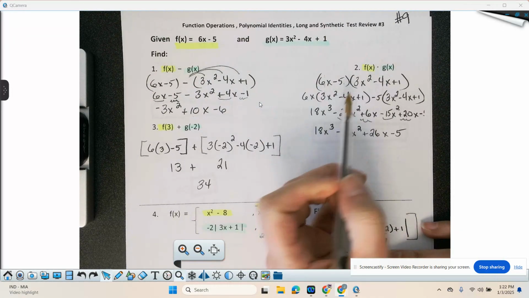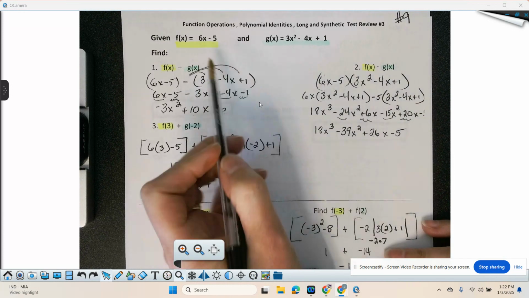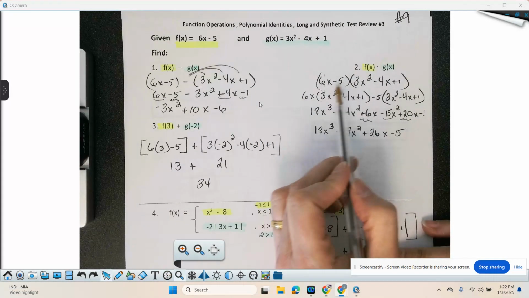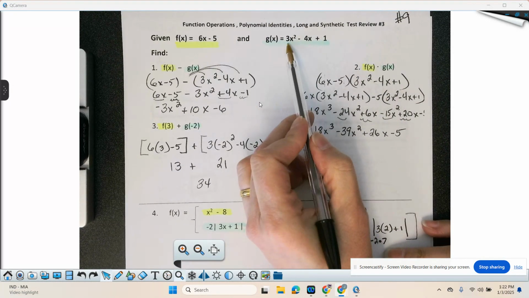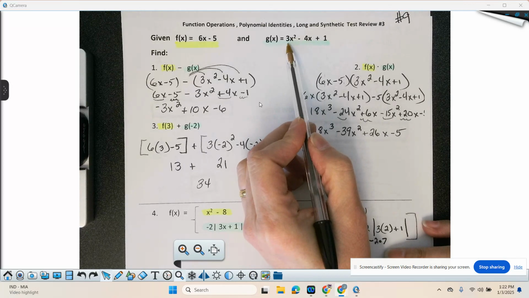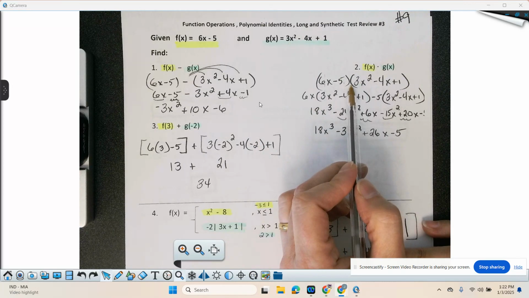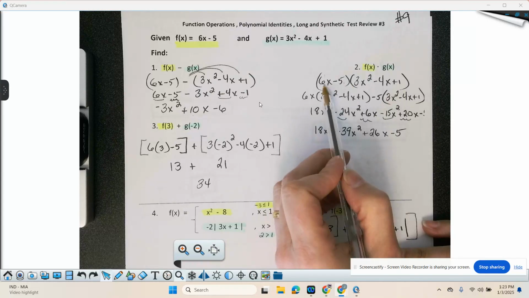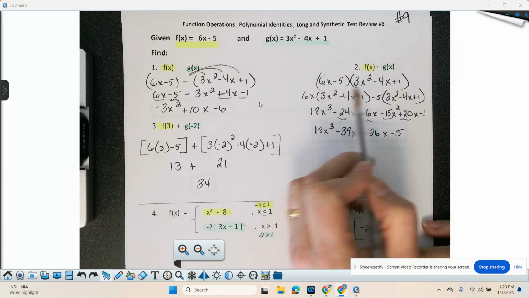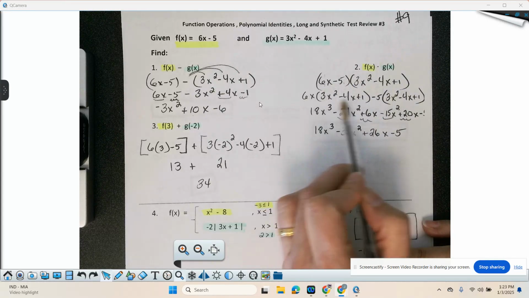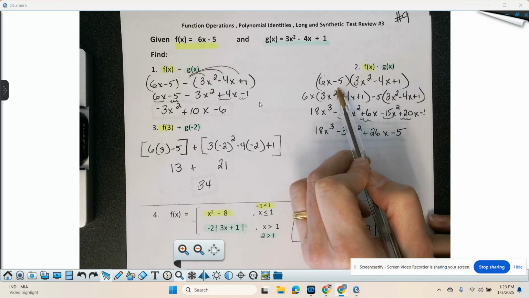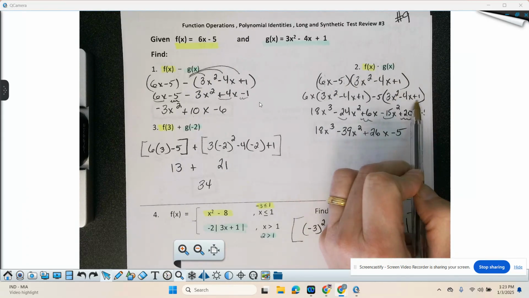Number 2, we're multiplying. So you're taking, again, the 6x minus 5, which is your f of x, and you're taking the 3x squared minus 4x plus 1, which is your g of x, and we're multiplying. So we're going to distribute that 6x, and we're going to multiply 6x by all three parts here. Then we're going to take the negative 5 and distribute it by all three terms.